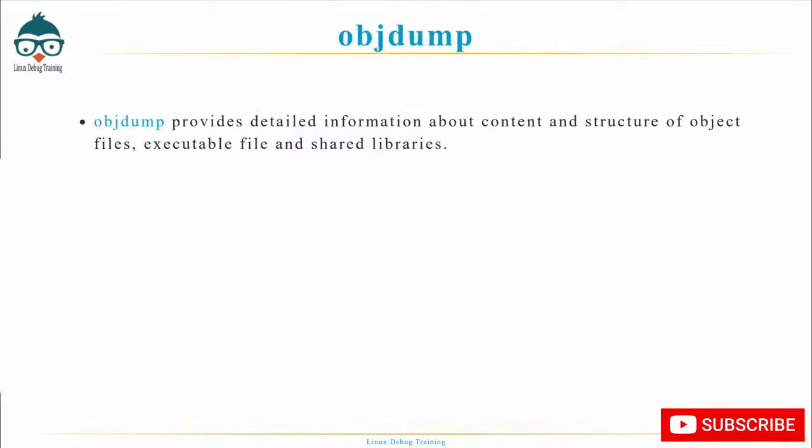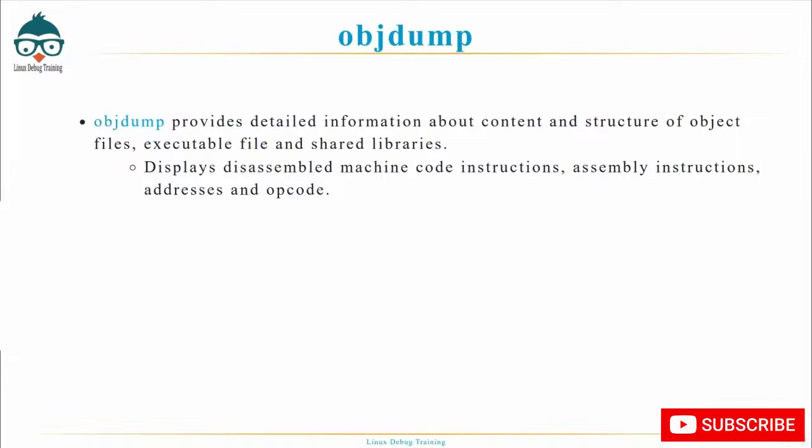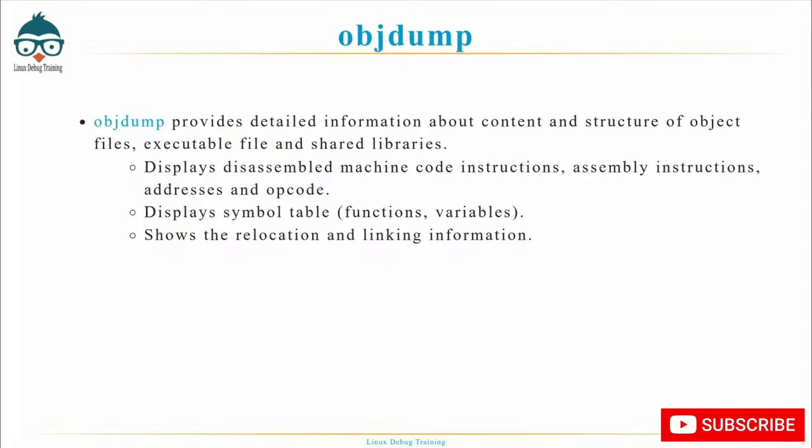Objdump provides detailed information about the contents and structure of object files, executable files, and shared libraries. It can display assembled machine code instructions, assembly instructions, addresses, and opcodes. It can also display symbol tables and function variables, and it can show the relocation and linking information associated with the program.